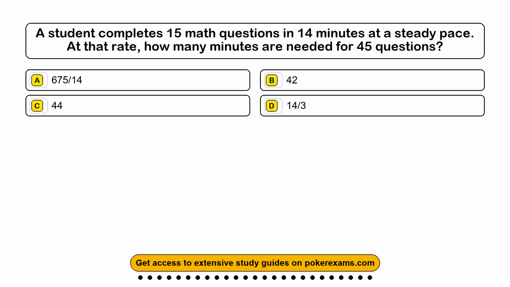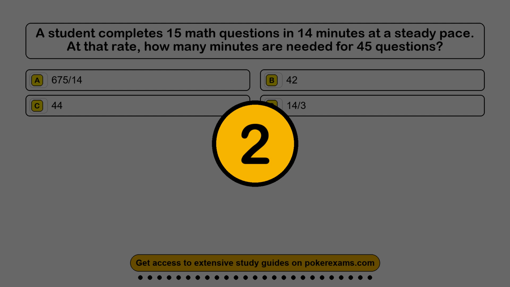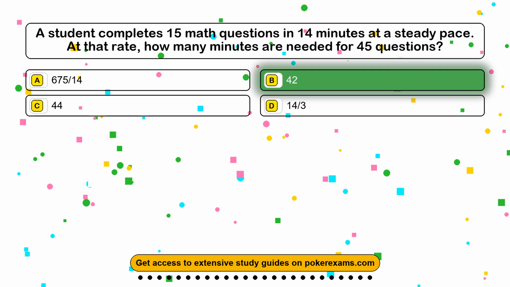Question 5. A student completes 15 math questions in 14 minutes at a steady pace. At that rate, how many minutes are needed for 45 questions? Option A, 675/14. Option B, 42. Option C, 44. Option D, 14/3. The correct answer is option B, 42.